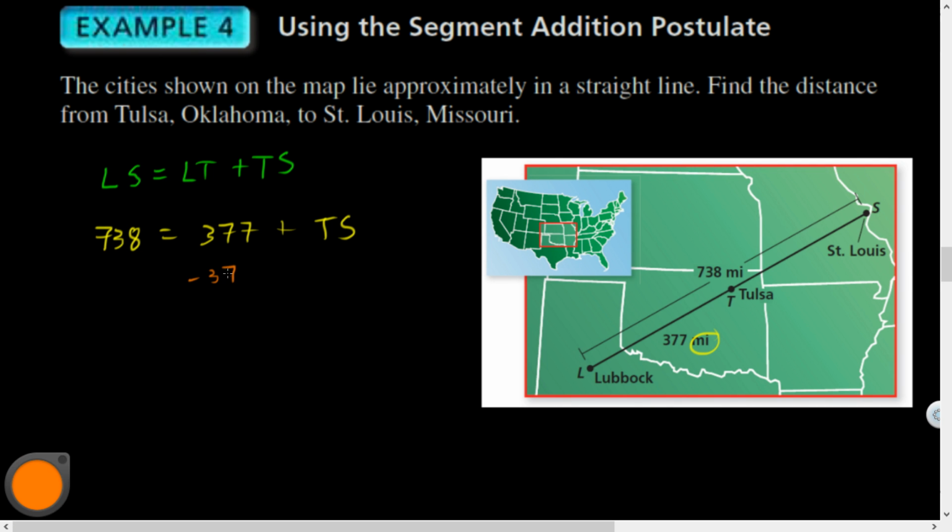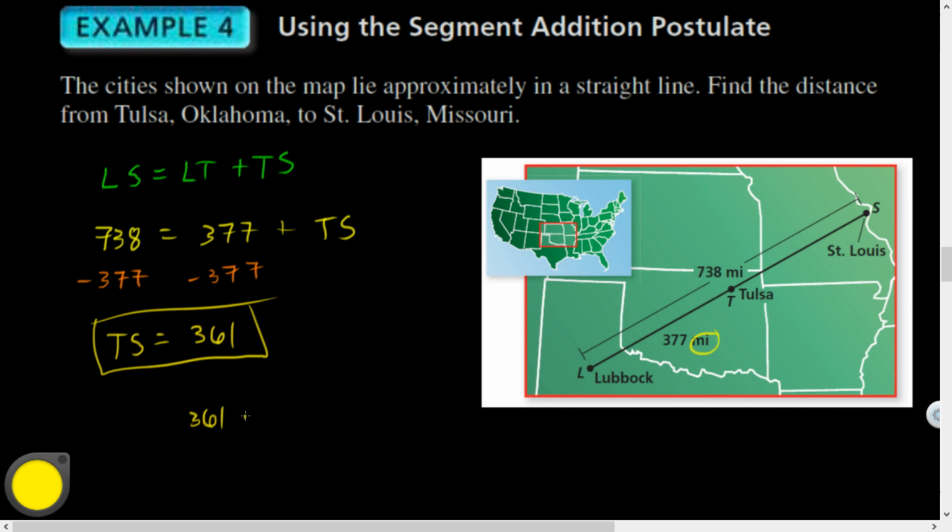Subtract 377 from both sides using the subtraction property of equality. And I'm gonna flip it as well using the symmetric property of equality. And I end up cheating and looking at my book. 361 is what that's equal to. So the distance is 361 miles.